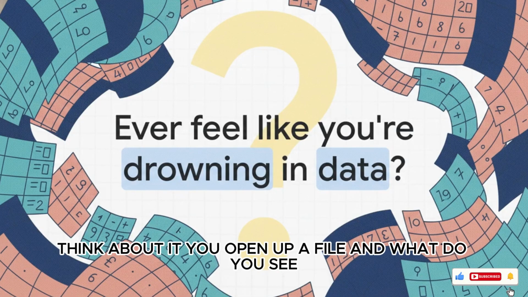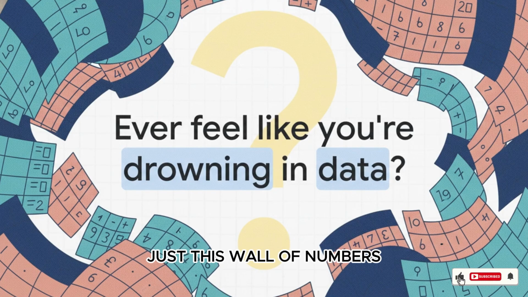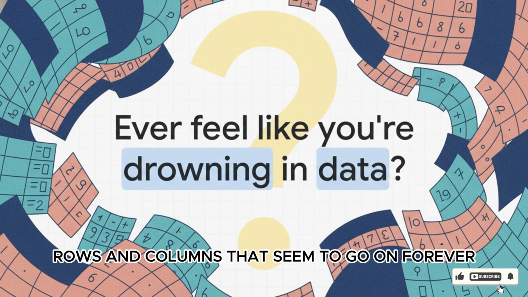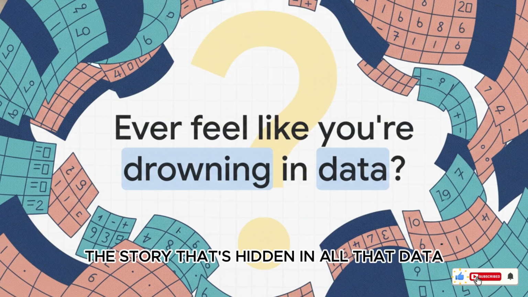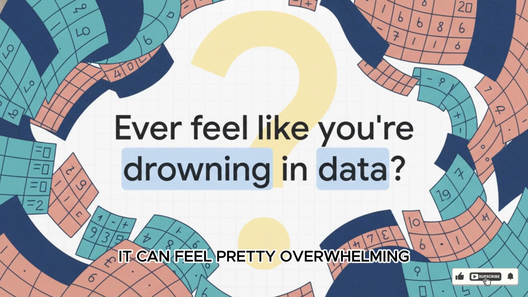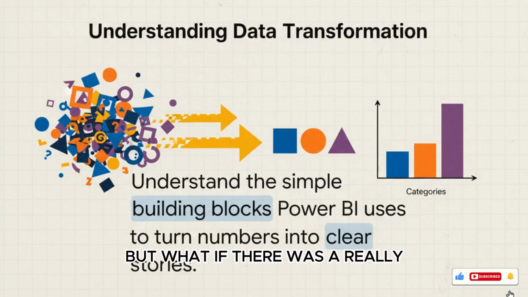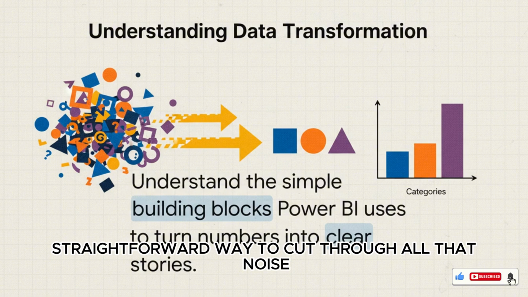Think about it. You open up a file, and what do you see? Just this wall of numbers, rows and columns that seem to go on forever. It's really tough to see the story that's hidden in all that data, isn't it? Yeah, it can feel pretty overwhelming. But what if there was a really straightforward way to cut through all that noise?